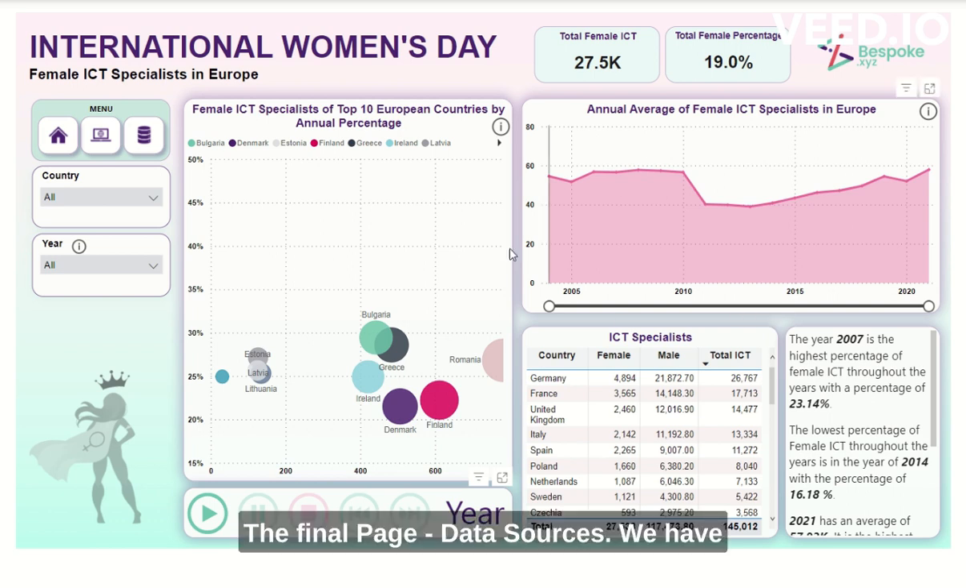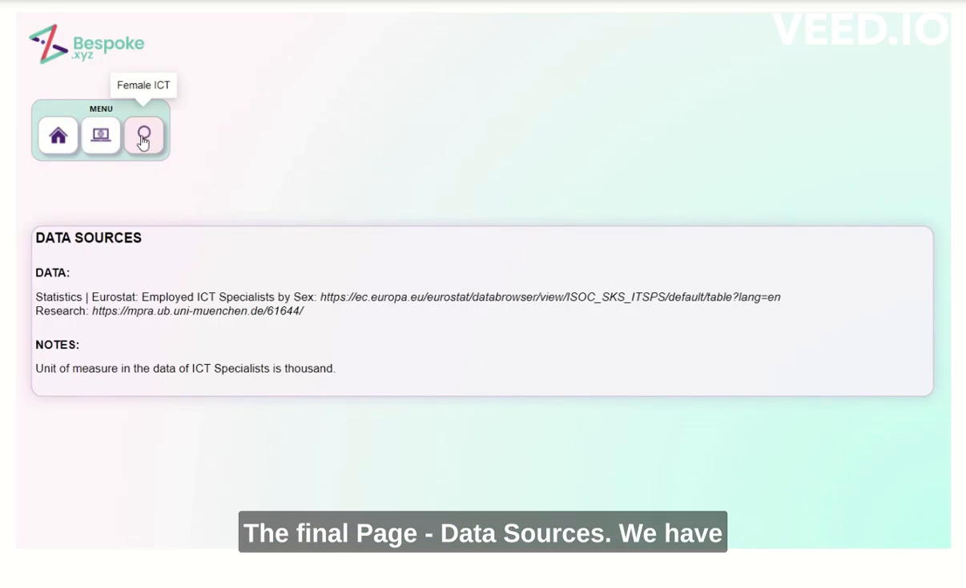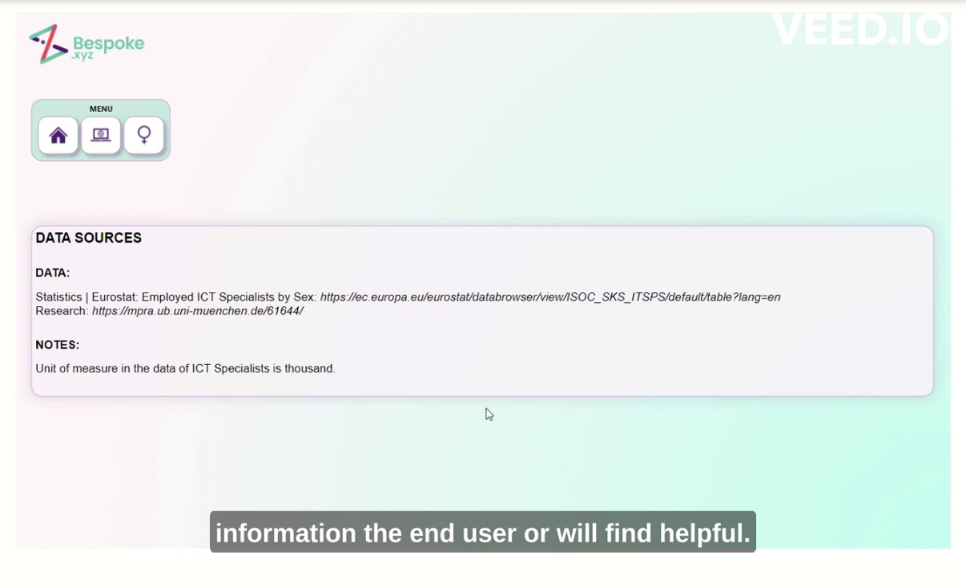The final page, data sources. We have dedicated data sources used and any extra information the end user will find helpful.